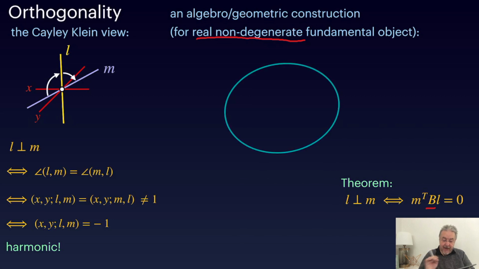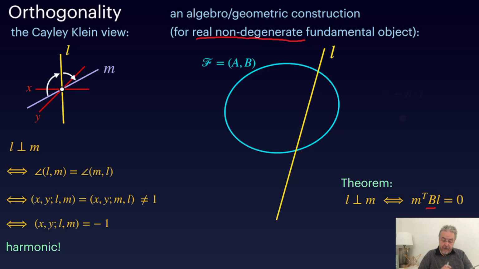So let us start with our fundamental conic. And well, we assume that it is given by a primal dual pair A and B, and we have a line that we call L. And now we want to characterize when a line M really is orthogonal to that line.